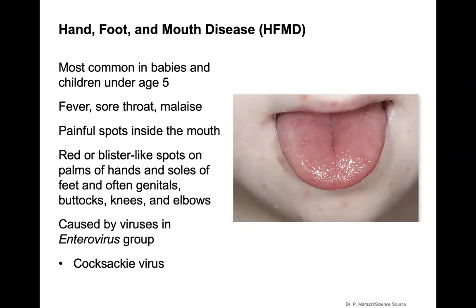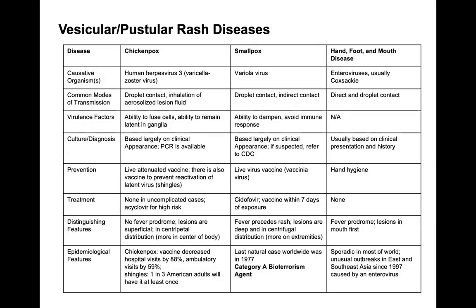You can have painful spots inside the mouth. You'll get red or blister-like spots on the palms of the hands and soles of the feet, and often in the genital area and the buttocks regions. And it's caused by the Coxsackie virus. And again, here's the table that just sort of summarizes chickenpox, smallpox, and then hand, foot, and mouth disease.